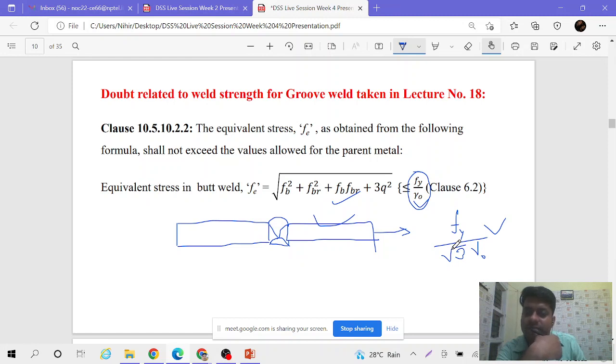Yes, sir. But what is bearing strength, bearing stress in the groove welds?